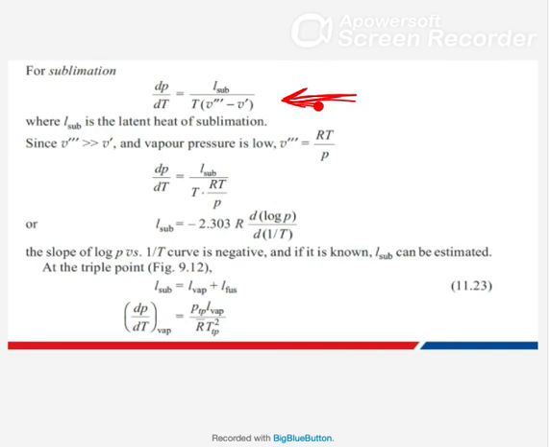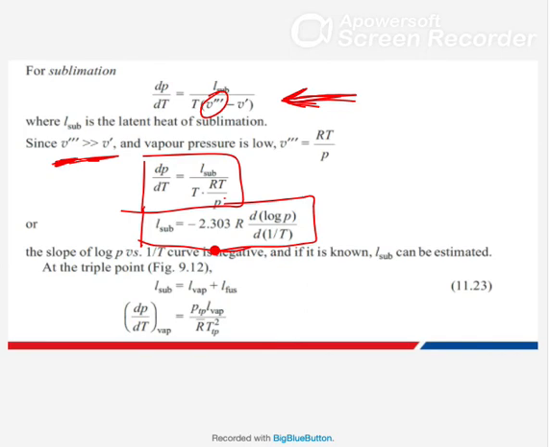Now here we know that v triple dash will always be greater than v dash, we are sure. Then this is always positive. Now if you rearrange this one, and v triple dash is vapor only, so if it is vapor and well below your critical point, then you can assume ideal gas. You assume ideal gas, then you replace it like this, then you will get this equation. Now you integrate it, you can calculate the latent heat of sublimation like this.